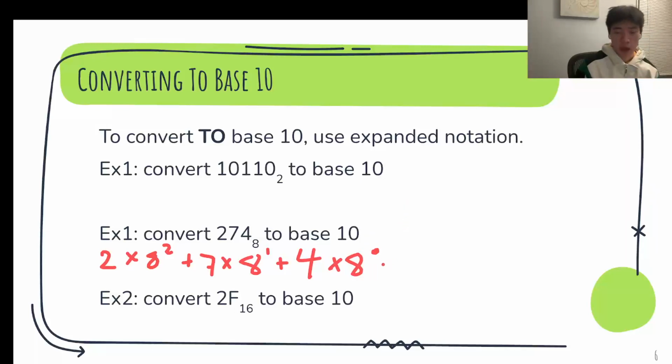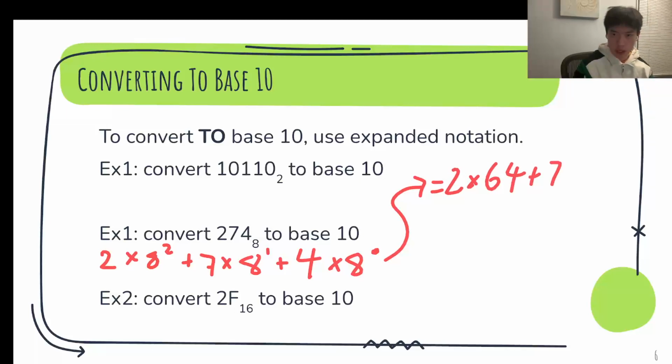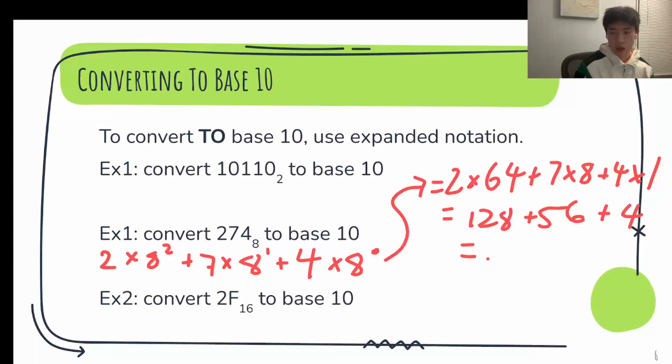So let's now just do the math. So this equals 2 times 64 plus 7 times 8 plus 4 times 1, which is equal to 128 plus 56 plus 4, which is equal to 188, I believe.